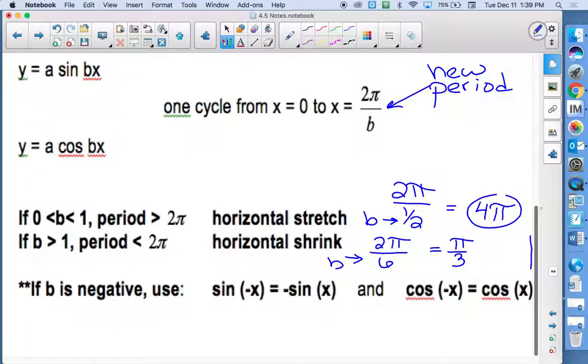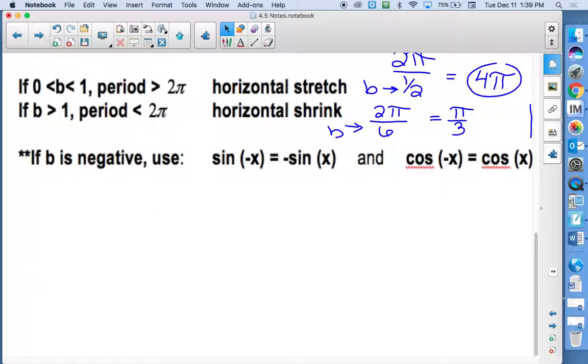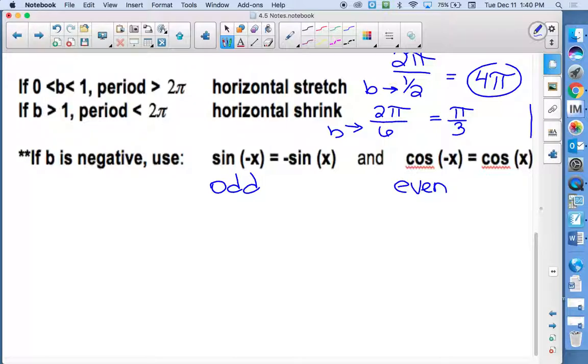The last little part underneath says if b is negative, we're going to use these two facts. These are the negative angle identity facts, or the fact that the sine is odd and the cosine is even. So even if you have a negative angle, the negative angle part, when it's sine, actually makes the function negative. And that was one of the questions on the test. So if you had the sine of negative t, it's actually equal to negative times the sine of t. Where cosine, if you have the cosine of a negative number, it's actually equal to the cosine of the positive number. And that goes back to making a triangle.